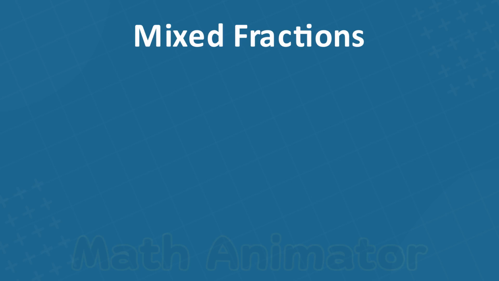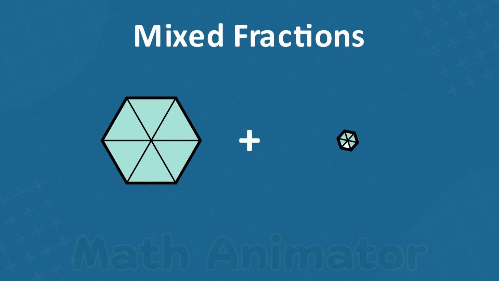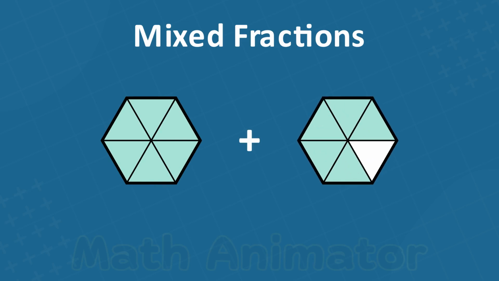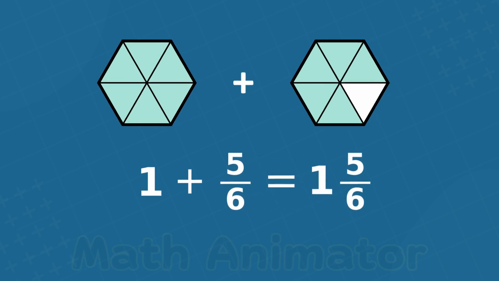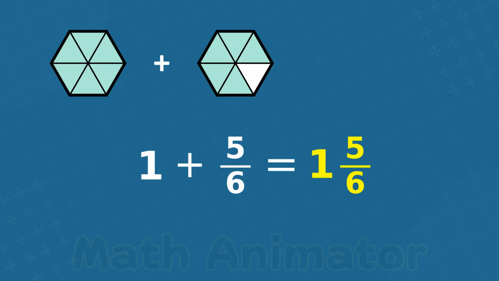Fractions can be greater than 1. Consider the sum of shaded parts represented by these two regular hexagons. We can write it as 1 plus 5/6, or simply as 1 and 5/6. The number 1 and 5/6 is also a fraction. It is called a mixed number. A mixed number is a combination of a whole number and a proper fraction.